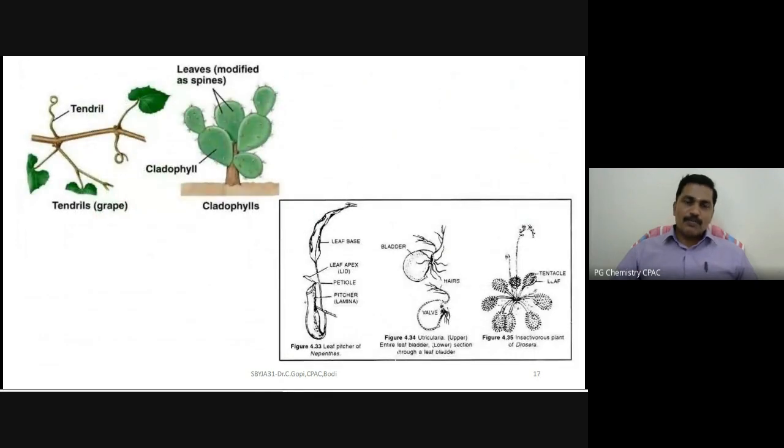So this is the leaf modification. Sometimes the leaves are modified as cladodes and tendrils like this. Sometimes the leaves are modified as a pitcher.